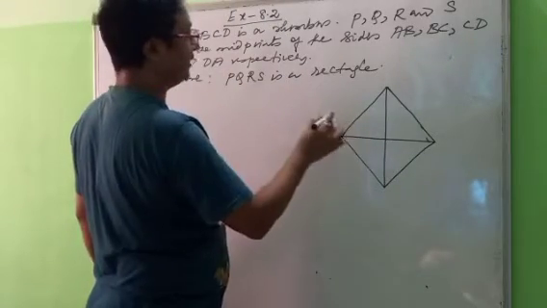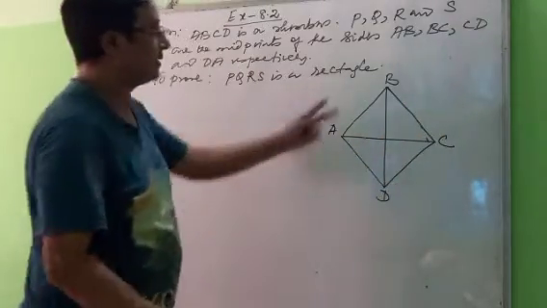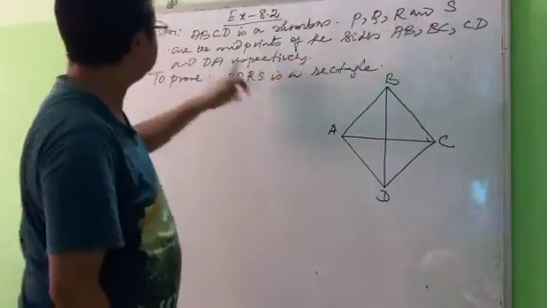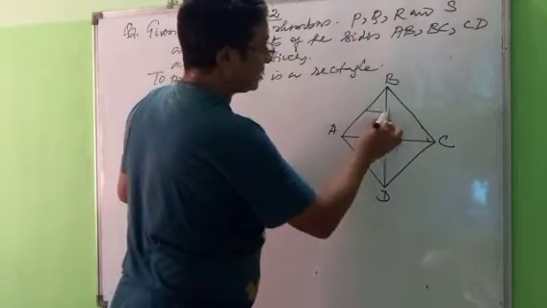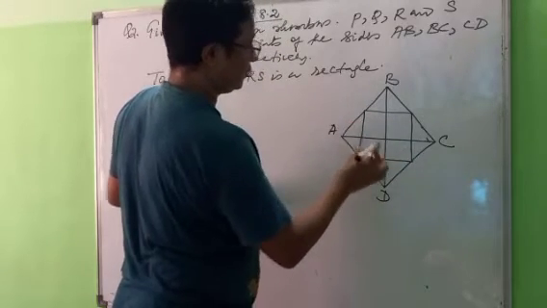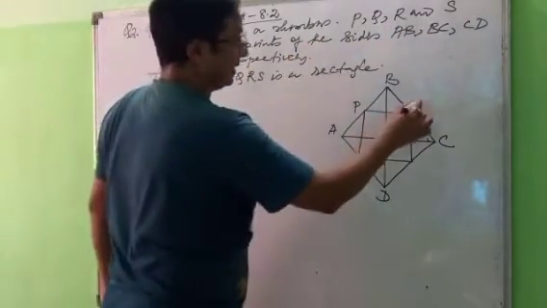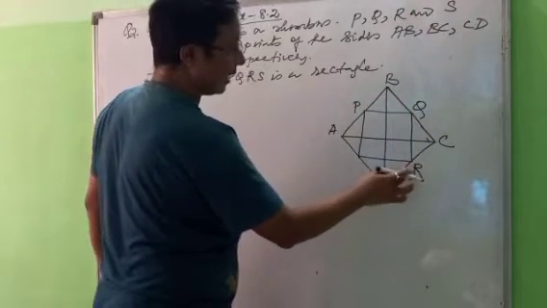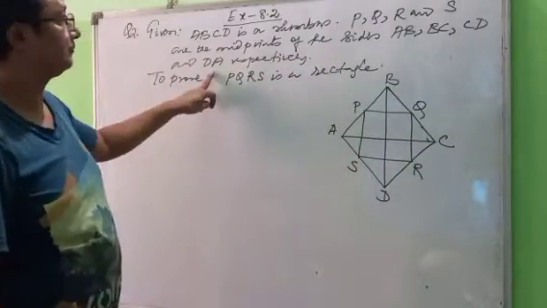So here they have given that ABCD is a rhombus, where all four sides are equal. P, Q, R and S are the midpoints of the sides. So P is the midpoint of AB. Let us join it in this way. Q is the midpoint of BC, R is the midpoint of CD, and S is the midpoint of the side DA.